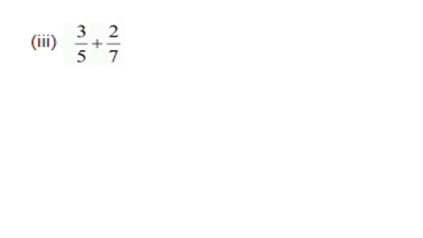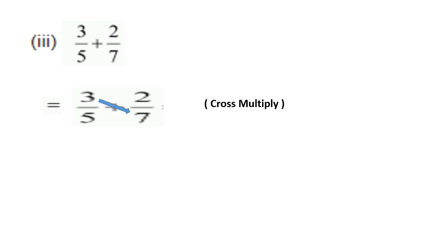Next question is 3 by 5 plus 2 by 7. This is the correct format. Both are fractions. So no need to change at all, so directly we can solve the problem. First look at the denominators, 5 and 7. Both are not in the same multiplication table. So what will we do? We have to follow the cross multiplication rule. So first multiply 3 and 7 and then put the plus symbol, then multiply 5 and 2, and in the denominator multiply 5 and 7 like this.